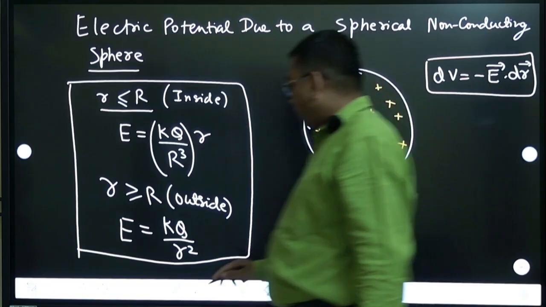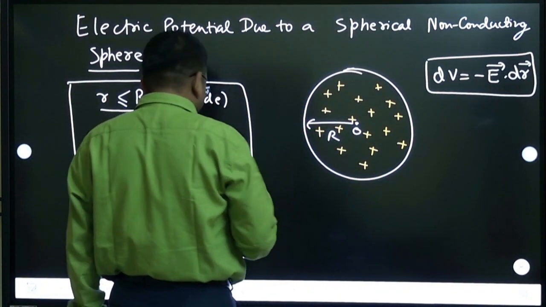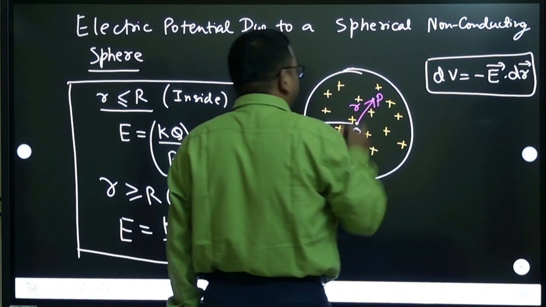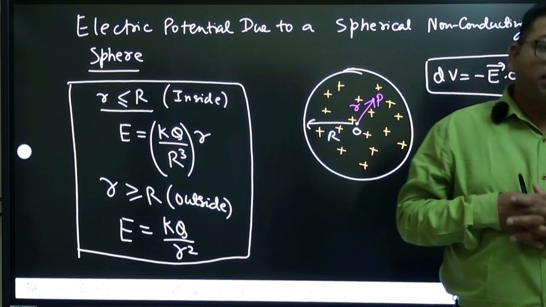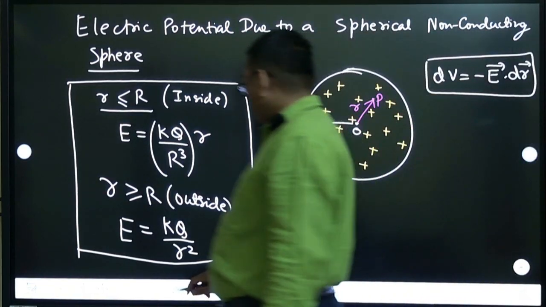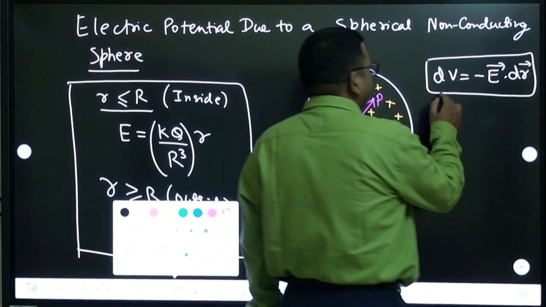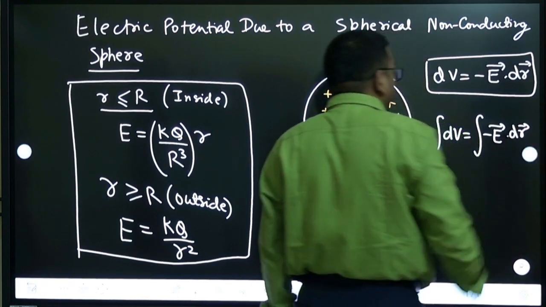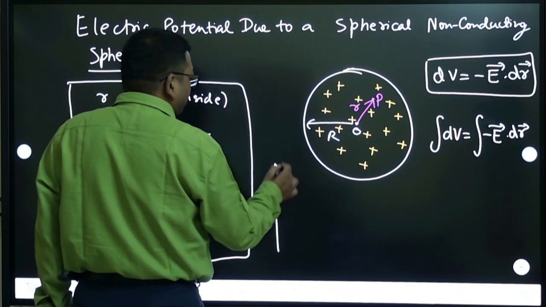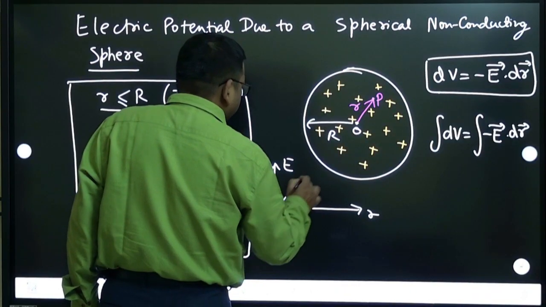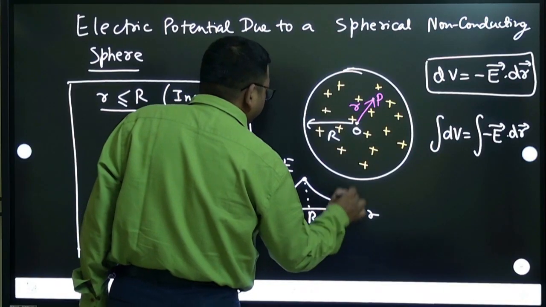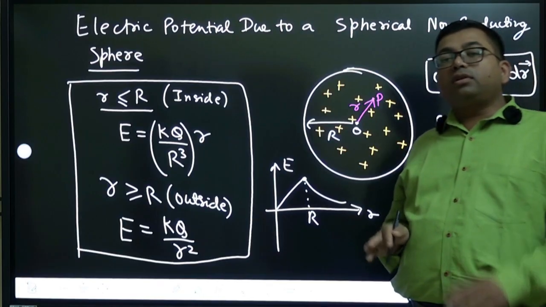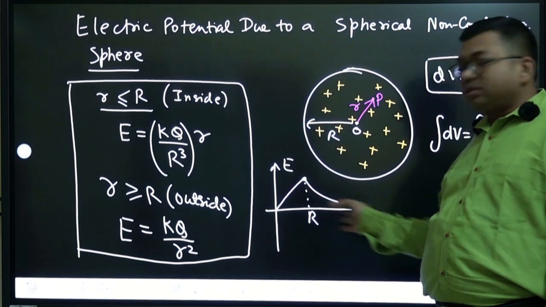So for inside points, if I take a point P anywhere inside, at a distance r, how do we calculate the potential at that point? When you integrate, you get the integration of -E·dr. But note that the field is different. If you draw the field versus r graph, the field is a straight line up to the surface, and after that it goes like this. So the field functions are different, and we need to break the field into two regions: one is a straight line, another is this non-linear graph.